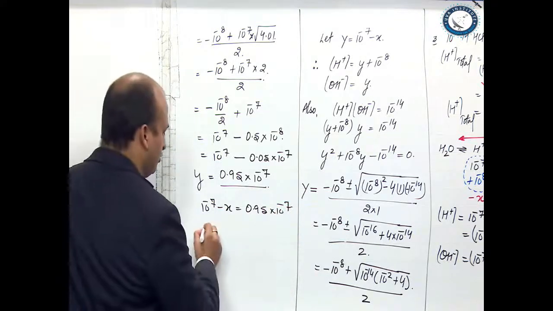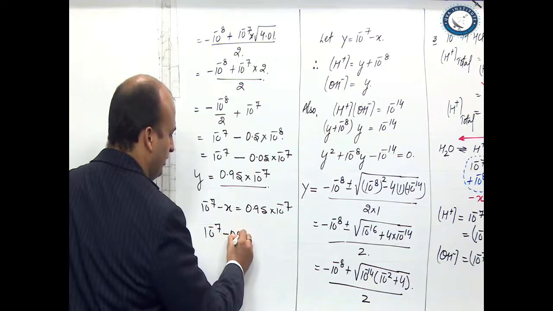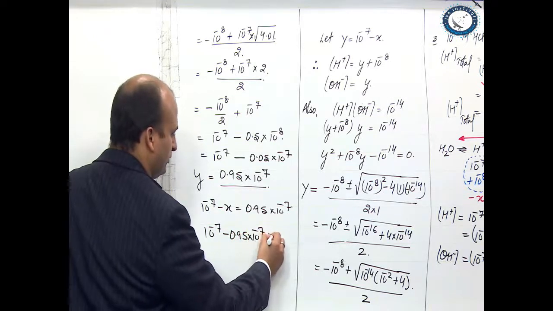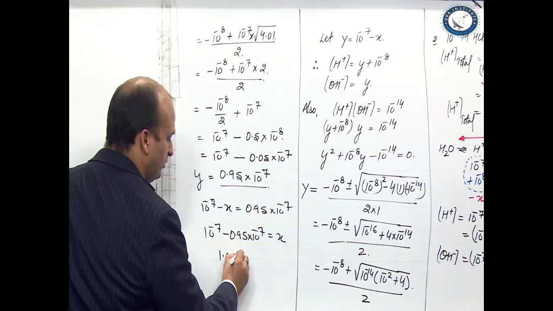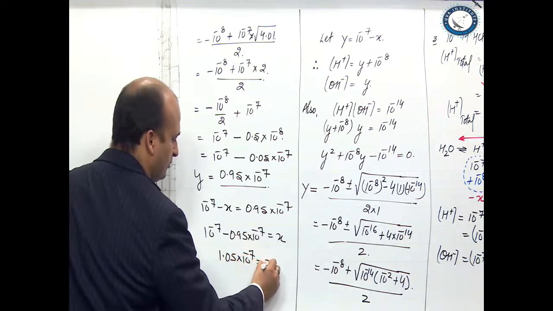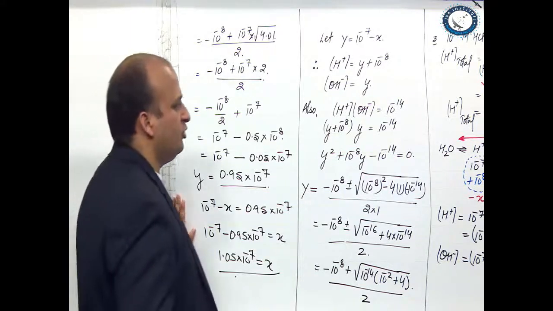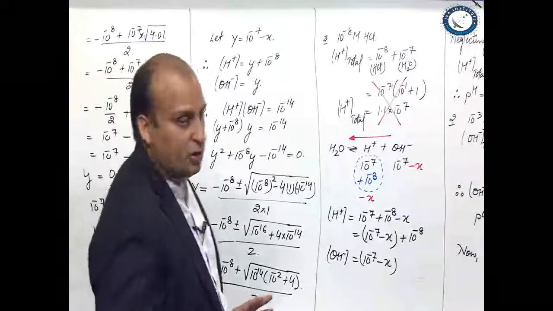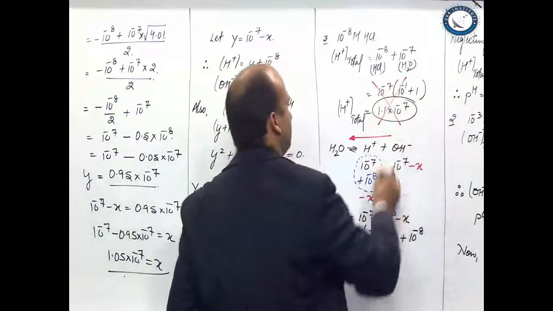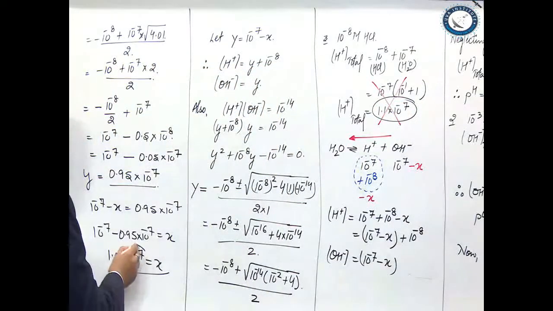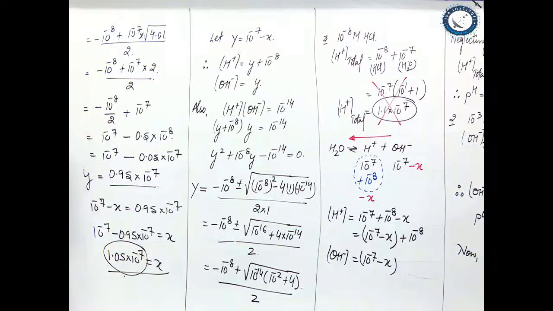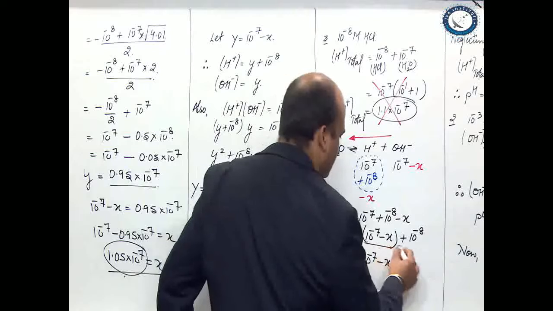So this comes out to be 10 raised to power minus 7 minus 0.95 into 10 raised to power minus 7 is equal to x, which is 1.05 into 10 raised to power minus 7. This is the value. So you will say, sir, what is it that you got after so much calculation? What I got over here is that I cannot take it like this, 1.1, because the value is coming out to be 1.05. Now this is only x, because I have to find this plus this.